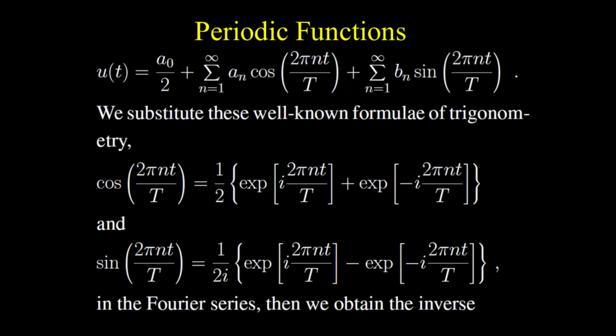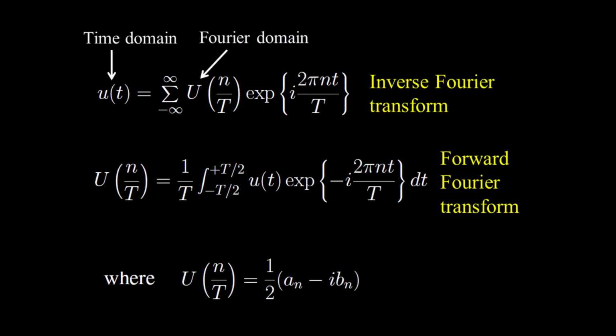Let's consider a periodic function u(t) of a period uppercase T and its Fourier series representation. We substitute these well-known formulae of trigonometry, which allow us to replace the cosine and sine with exponentials in the Fourier series. By using the fact that the coefficient a minus n equals a n and b minus n equals minus b n, we obtain a relationship which allows us to predict a periodic function when its amplitude and phase spectra are known.